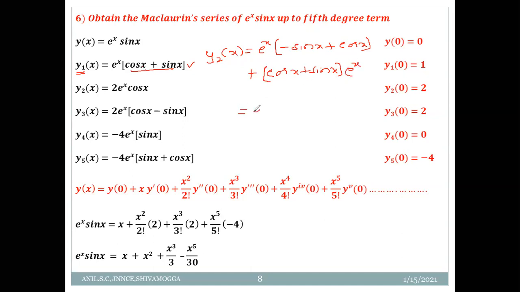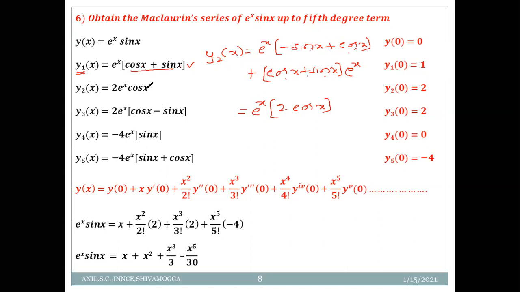This is equal to, here e power x is common in both the terms. What you get within the brackets is minus sin x plus cos x plus sin x. This minus sin x will get cancelled with this plus sin x. You get cos x plus cos x, 2 cos x. y2 of x is equal to e power x into 2 cos x.